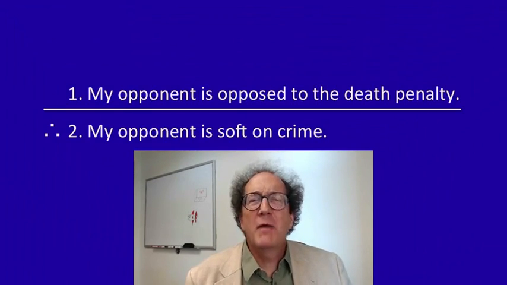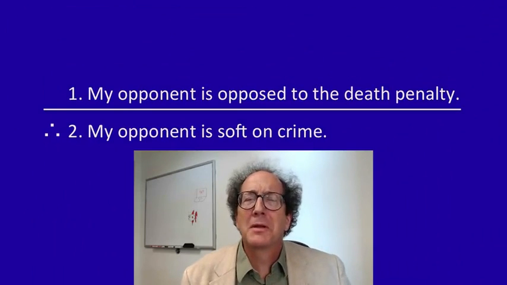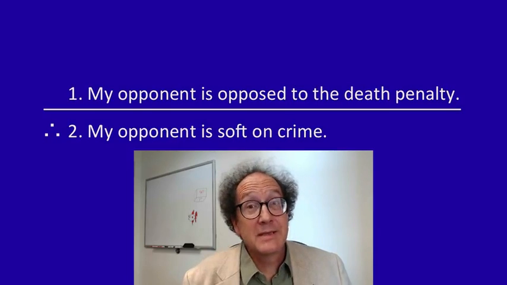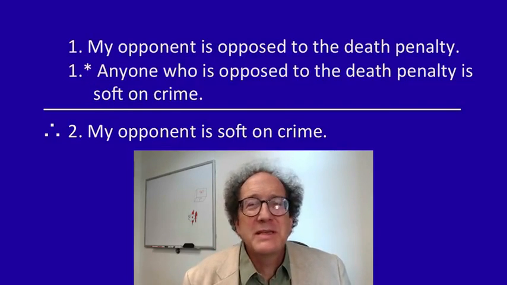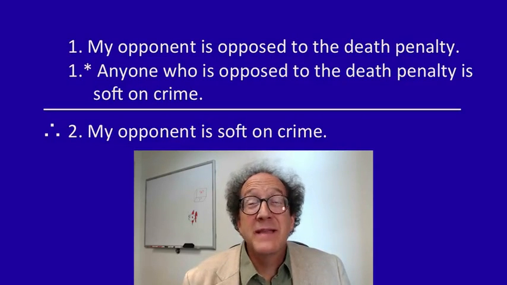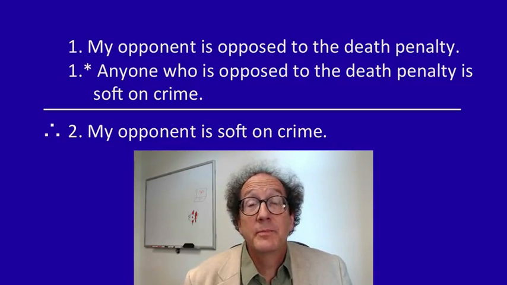They take things for granted that they shouldn't be taking for granted. Here's an example. A politician might argue, my opponent is soft on crime because he's opposed to the death penalty. Well, that assumes as a suppressed premise that anyone who's opposed to the death penalty must be soft on crime. And if the politician were to come out and say that, it would seem pretty questionable. And that's probably why he suppresses it.